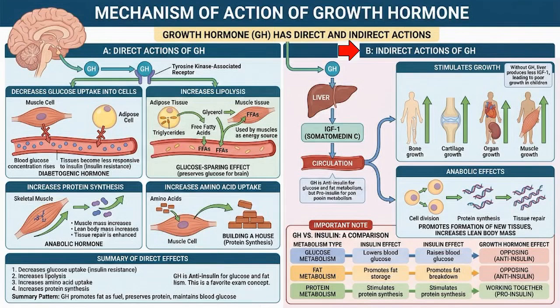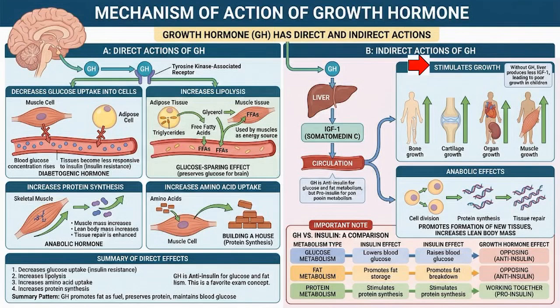B. Indirect actions of GH. Most of GH's growth-promoting effects are not produced directly by GH itself. Instead, GH stimulates the liver to produce IGF-1. IGF-1 is also called somatomedin C. Once released into the circulation, IGF-1 acts on many tissues.